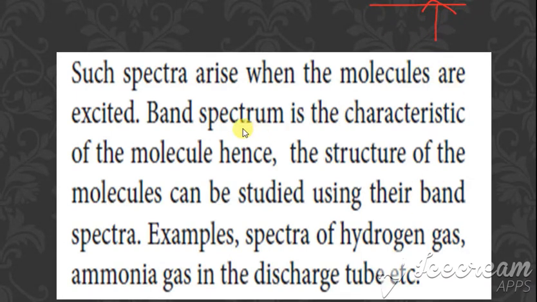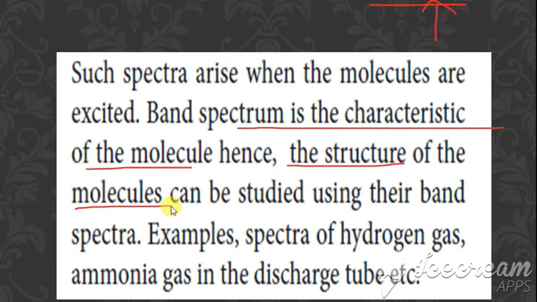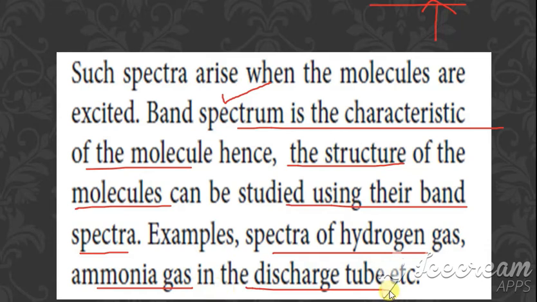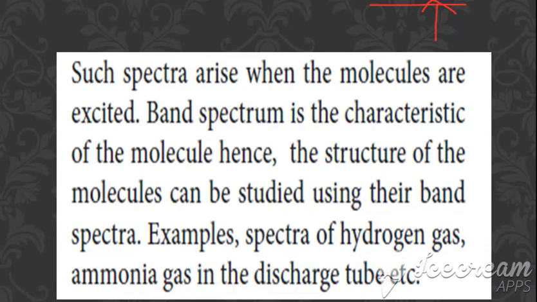Clear? Then the band spectrum is a characteristic of the molecule. Hence, the structure of molecules can be studied using the band spectrum. Whatever the structure of any molecule, that can be studied with the help of this band spectrum. Examples are the spectra of hydrogen gas and ammonia gas in a discharge tube. So band spectrum consists of a number of dark lines, which is dark at one end and faded out at the other end.